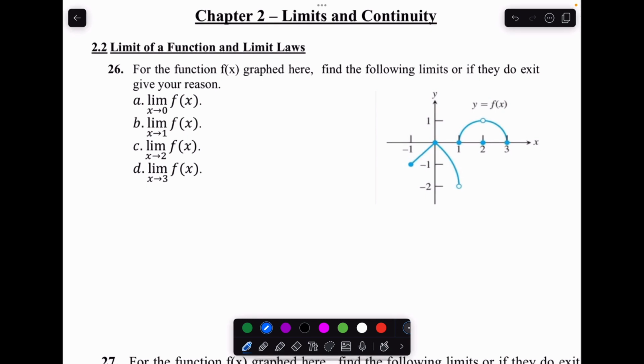Hello, my name is Abdul Latif Al-Arfaj. I'm gonna explain today the subject of Calculus 1, Chapter 2, Limits and Continuity. I'm gonna explain Section 2.2, Limit of a Function and Limit Laws.